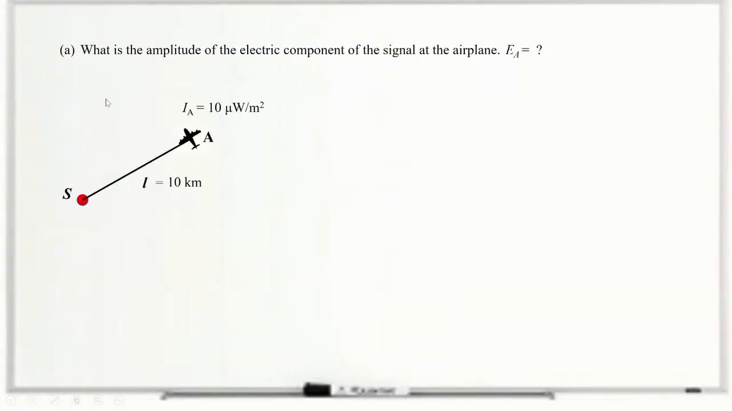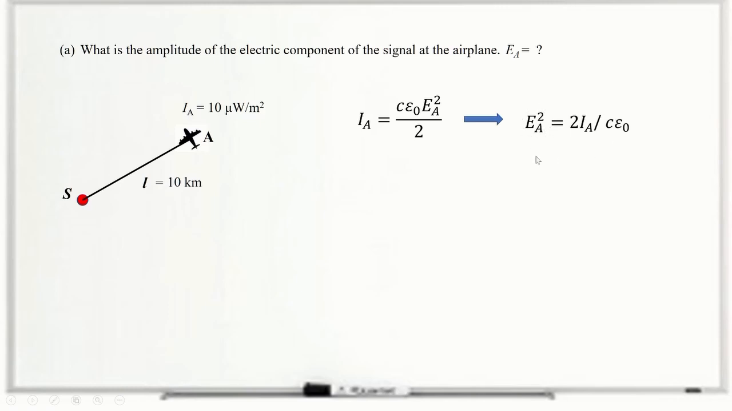First, we will find amplitude of the electric component. To do this, we will use the equation which you can find in textbook. It involves unknown component E_A and given intensity of the transmitter. From this equation, we can get equation for electric component.